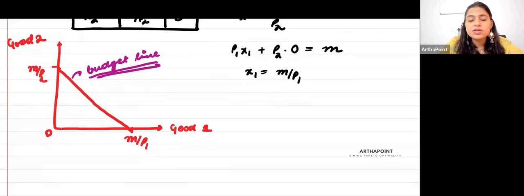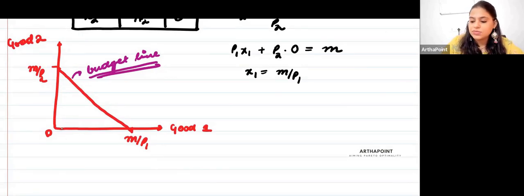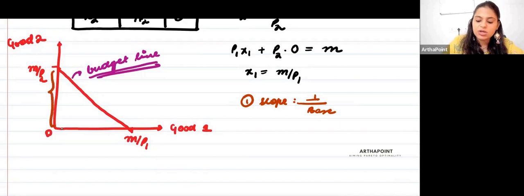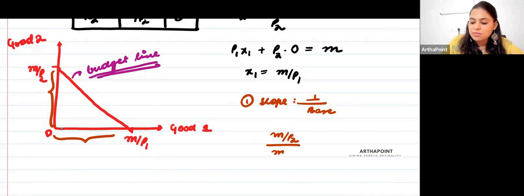What is going to be the slope of this budget line? Now, there are various ways to calculate that. First, slope can be measured by perpendicular divided by base. If you notice, the perpendicular of this entire budget line is M by P2. The base of this budget line is M by P1. So I get the slope as P1 by P2.